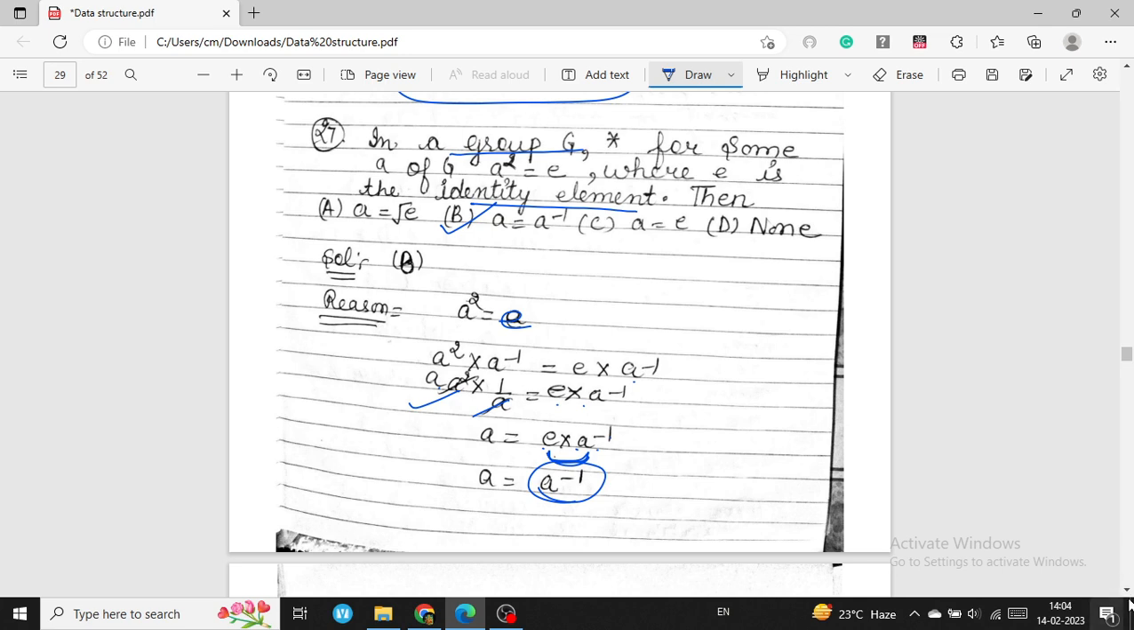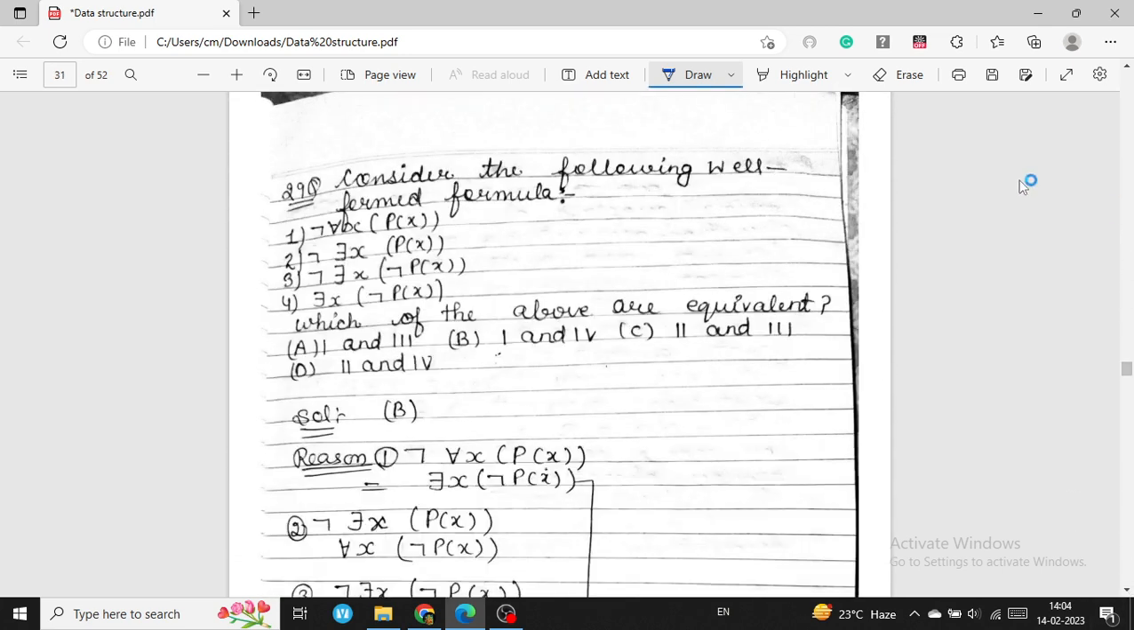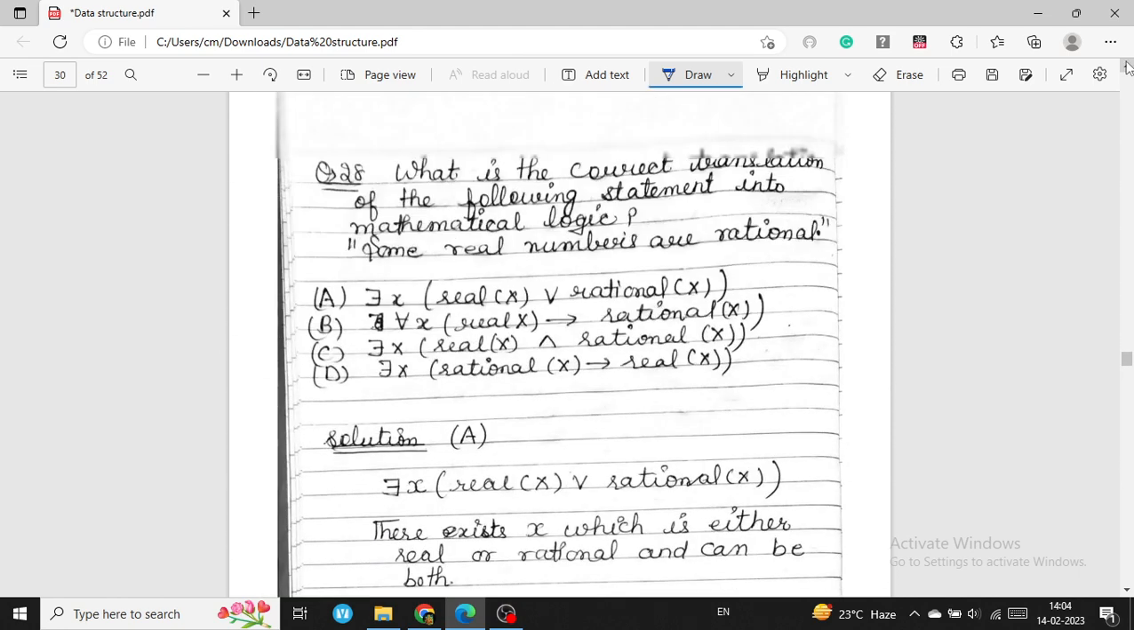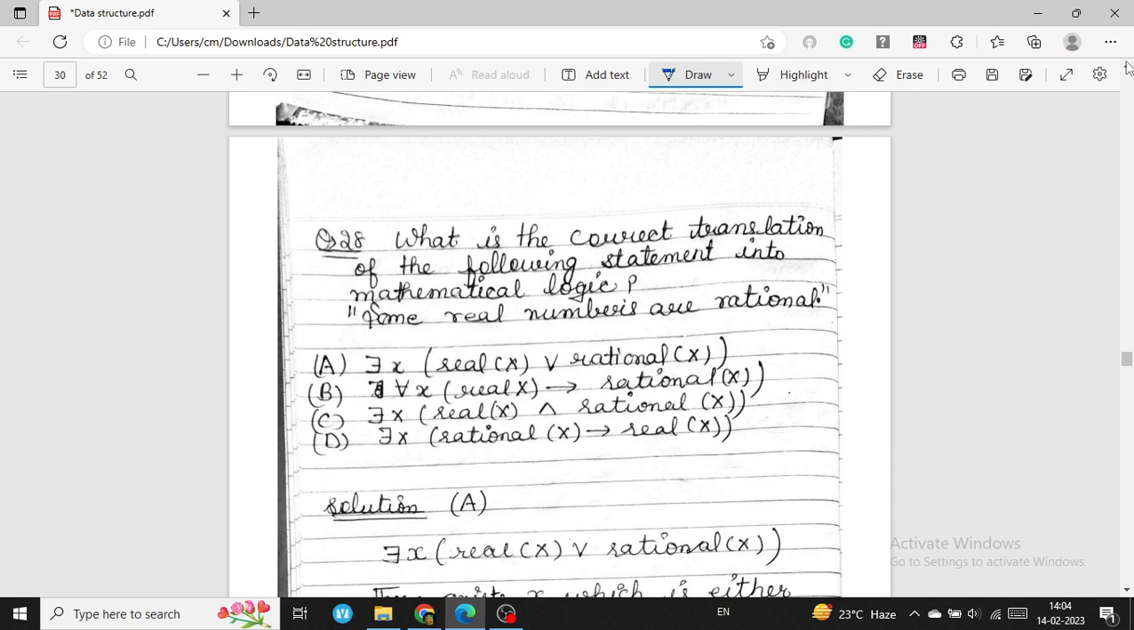Now the next question is, what is the correct translation of the following statement into mathematical logic? Now I am going to discuss mathematical logic. What is the correct translation of the following statement into mathematical logic? Some real numbers are rational. Here we have to find some real numbers that are rational.